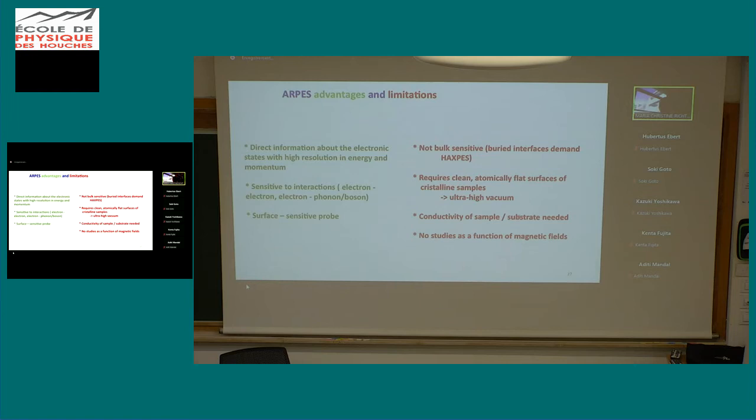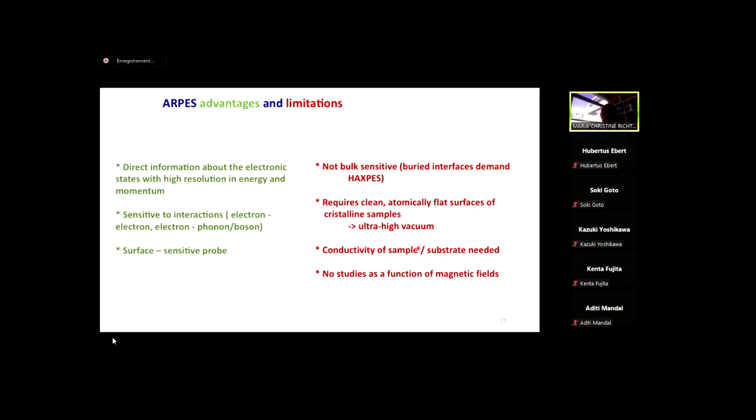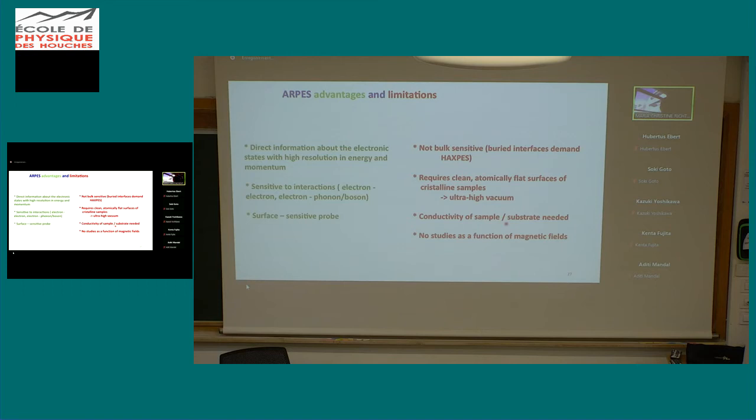Another disadvantage is that we need samples which are more or less conductive, on the substrates as well. You need to be able to replace the charge which is going out, the electrons which leave the sample. You need to be able to replace them, and so insulators are difficult to measure. They charge up even with an electron flood gun. You can as well measure insulators and replace the charge, neutralize the charged sample.